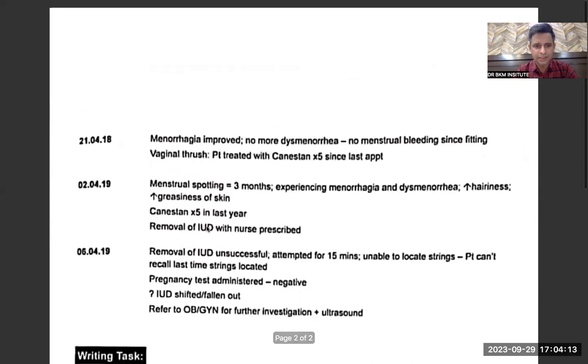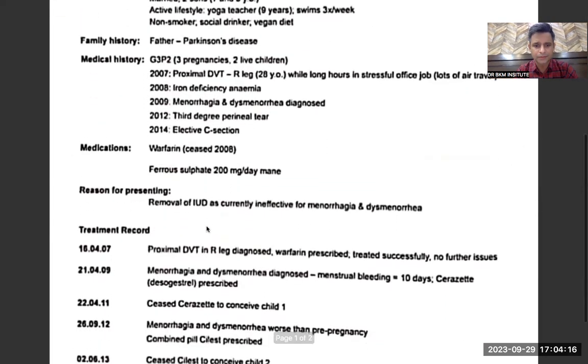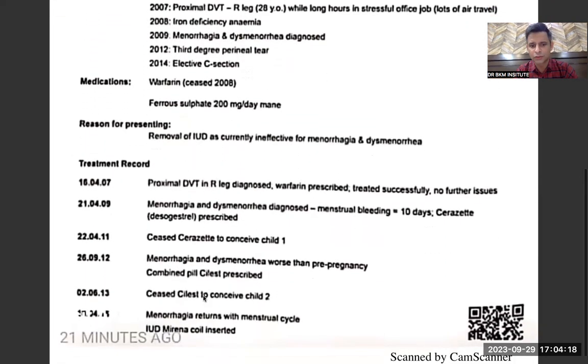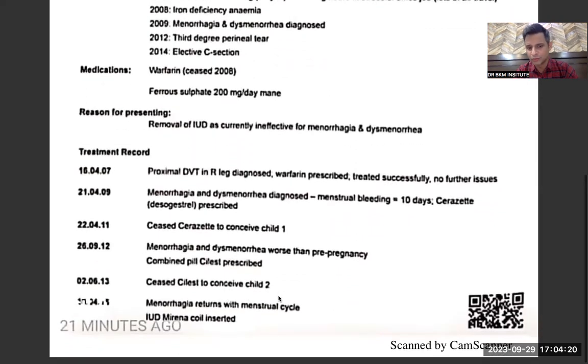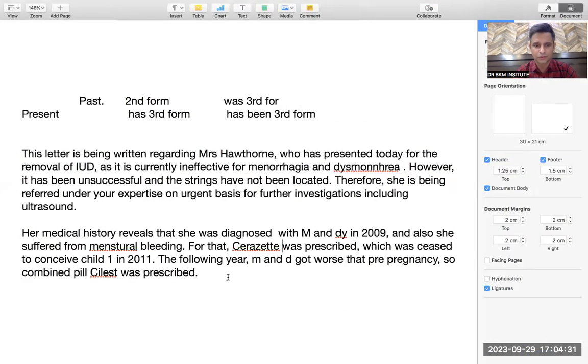So again, let's see what happened next. This medication was stopped to conceive child 2. And then in 2015, menorrhagia returned with menstrual cycle, IUD Mirena coil inserted. So now what is happening? Again, I'm just following the pattern. So it was also ceased to conceive child 2.